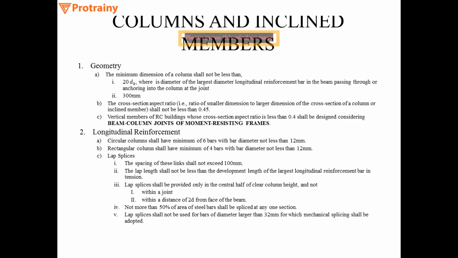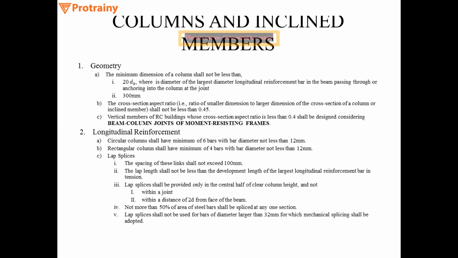Coming to the third point, a vertical member of an RC building whose cross-section aspect ratio is less than 0.4 shall be designed considering the beam column joint of a moment resisting frame. A moment resisting frame is itself a frame which is predominantly and properly designed to resist moment, even at the columns.